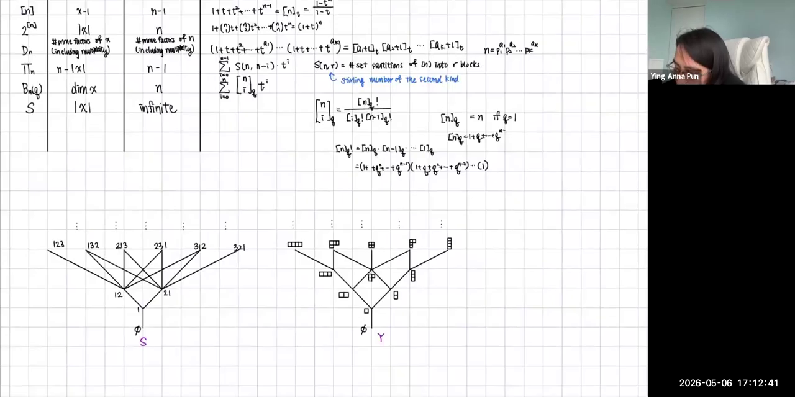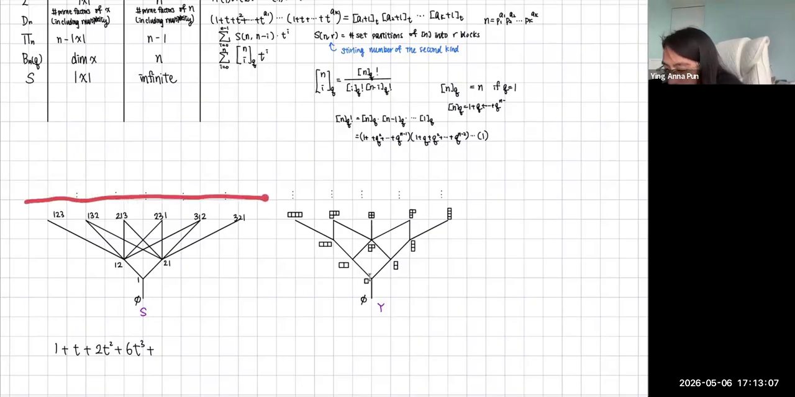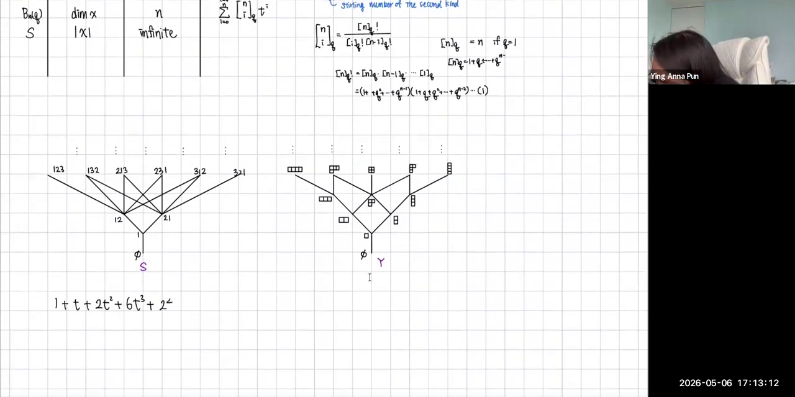All right, so what is this generating function? How do you count? Well, that's actually super easy. This is 1 times t to the 0, so 1 plus t plus 2t squared plus 6t cubed, right? The next one would be the number of permutations of 4 elements. So that would be 4 factorial, so 24t to the power 4, and so on and so forth. The next one, 120t to the power 5, right?